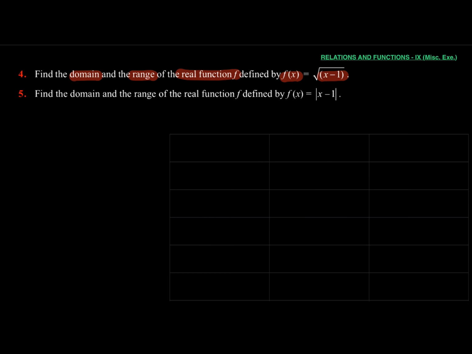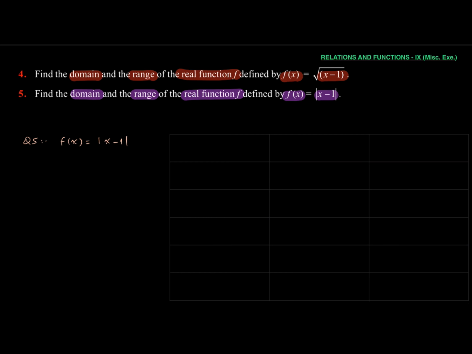Now towards question number 5. So question number 5 is find the domain and the range of the real function f defined by f of x is equal to modulus of x minus 1. So it's question number 5. Here the function is f of x equal to modulus of x minus 1. Here again, to find the domain and range of this function, we'll be plugging in the values of x and find out what the output will be.